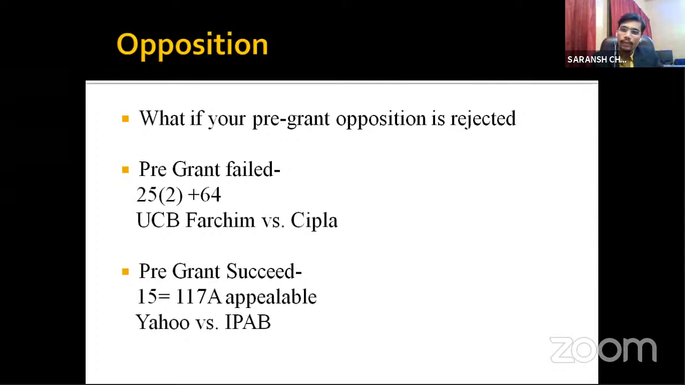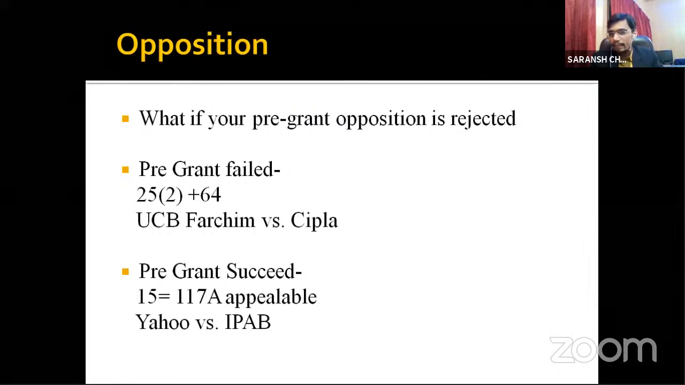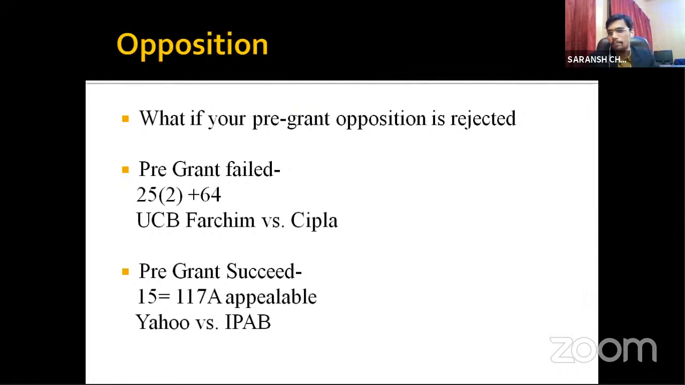So ultimately, the applicant is in a better position, because if your pre-grant opposition fails, you have to wait till the grant of patent and then go for a post-grant, or go for a revocation. But as soon as the controller orders against a patent applicant, he can directly go under section 117A through section 15 and appeal to the appellate board, right? That is what the whole issue is.